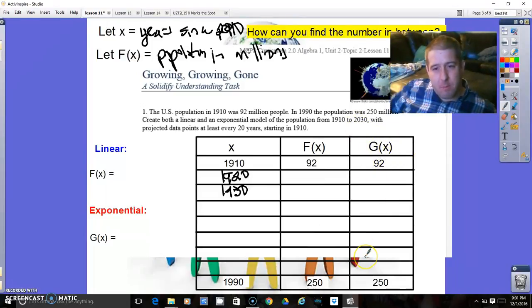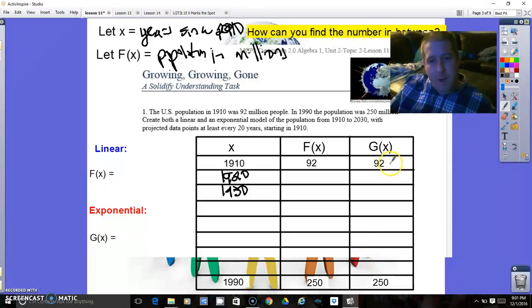This one's going to be pretty crazy over here, exponential, because you're going to get a rate of like 1.0 something. It's going to be a really long decimal, and you want to keep at least 3 significant digits.